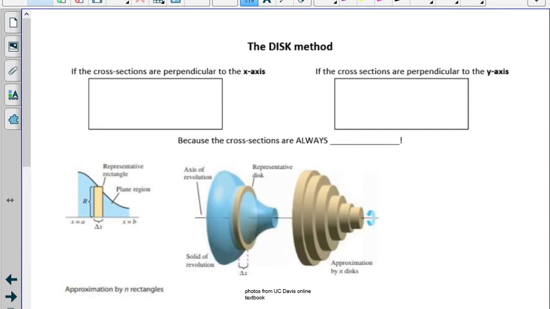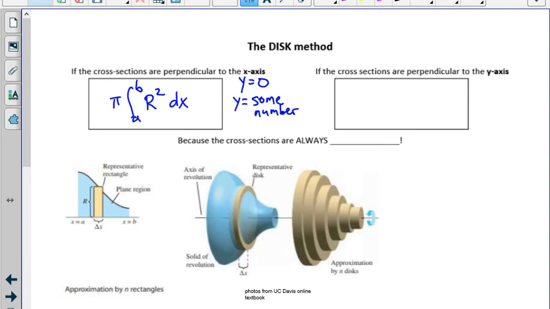If the cross sections are perpendicular to the x-axis, that is the same thing as the line y equals 0. We also could have cross sections perpendicular to y equals some number. It does not have to be an axis. In this case, what we're doing, just like we did earlier, we are taking the integral from a to b of pi r squared, and then we have some kind of dx.